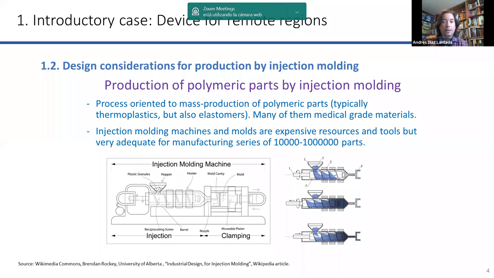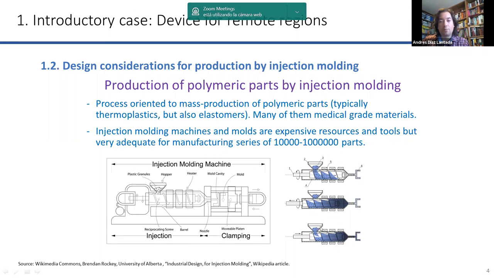When you need thousands of medical devices, each of them replicable, manufactured with the similar details and so on, you need to change into injection molding if we are talking about polymers. So it is a process oriented to mass production. You have this injection molding machine, which incorporates the plastic pellets, polymeric pellets. Here you have a screw, and the screw is connected with some heaters so that you end the screw with a molten filament, with a molten plastic, which is injected into a mold.